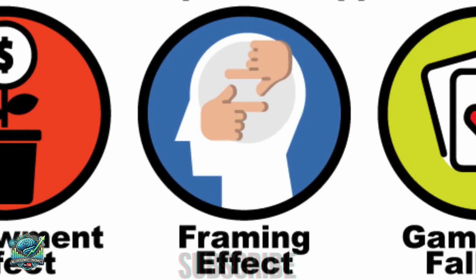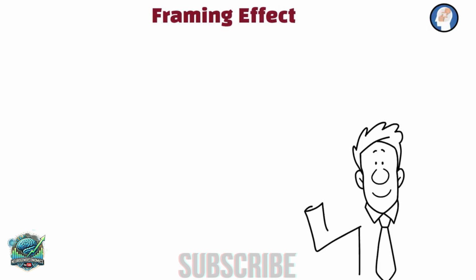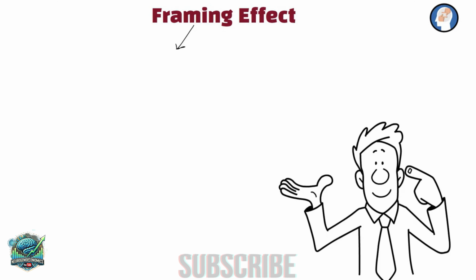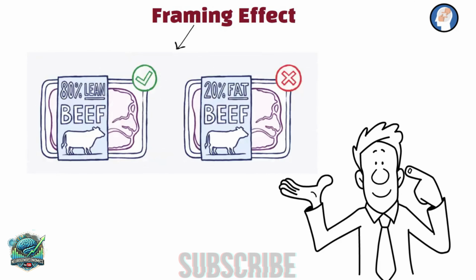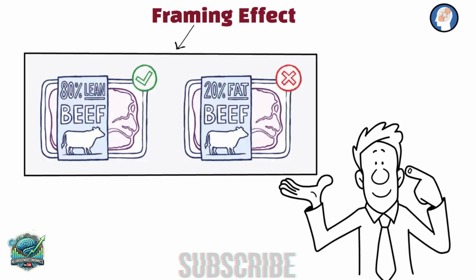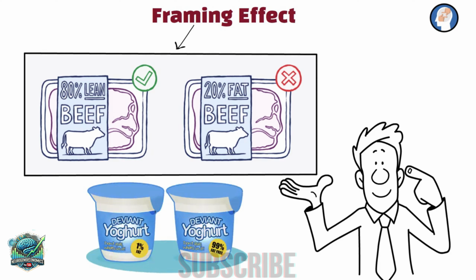Framing effect. The framing effect is a cognitive bias that describes how people's decisions or perceptions can be influenced by the way information is presented or framed. The same information, when framed differently, for example emphasizing gains or losses, can lead to different choices or interpretations.